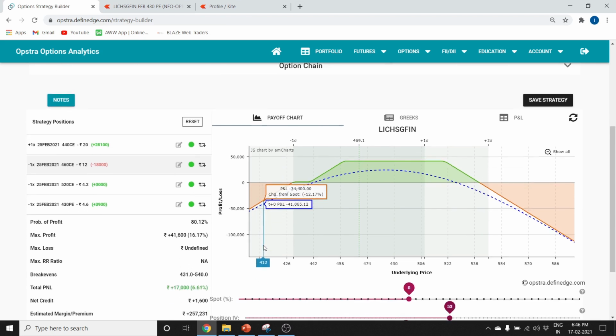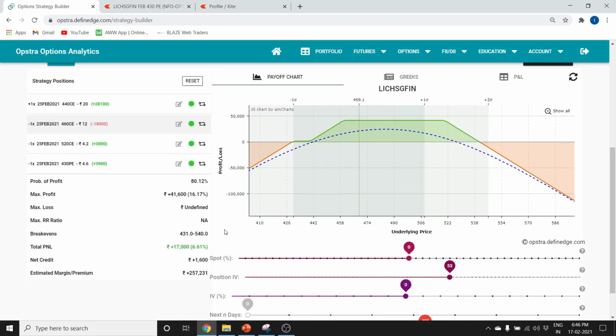41,000. We use a margin of 2.5 lakhs, so max profit is 41,000. We are in net credit, and already in profit of 17,000. Right, now let's see the Greeks.